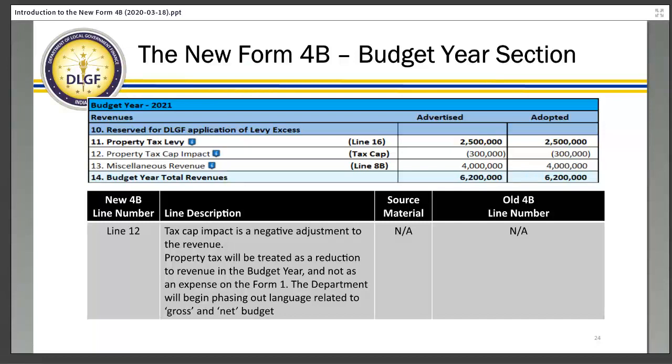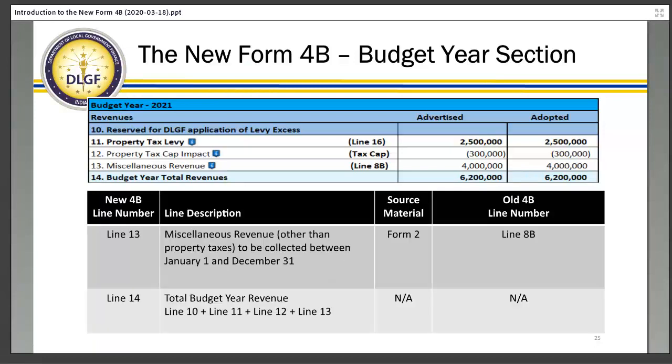What this will allow the department to do is to remove any traces of the circuit breaker from the Form 1 and the Form 4A. It will allow us to remove any language around the gross or net budget. We will be transitioning units back to adopting just the budget, full of the more traditional expenditures during the course of the year. We're still able to factor in the impact of the circuit breaker, but we're going to treat that as if it's a negative revenue and not as if it's a positive expenditure.